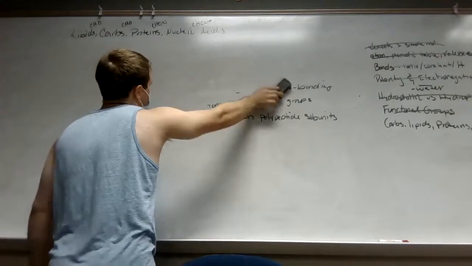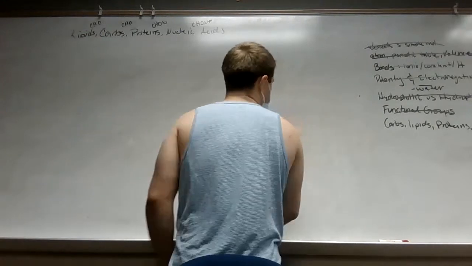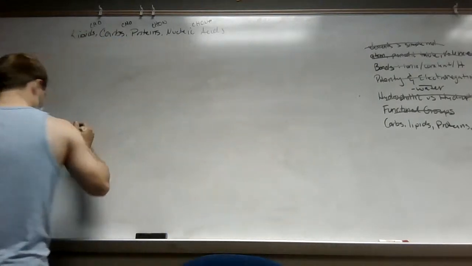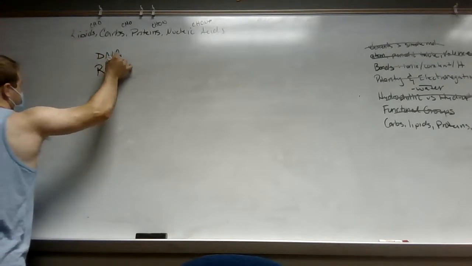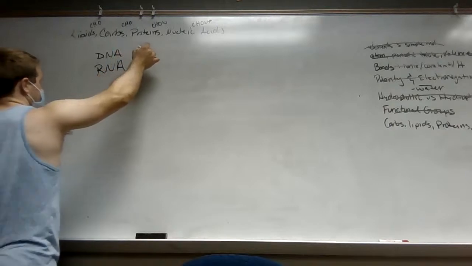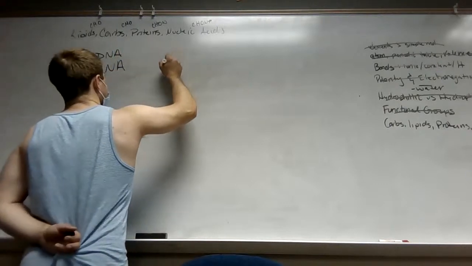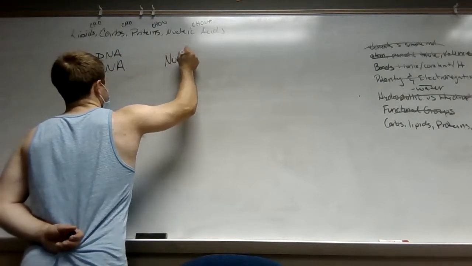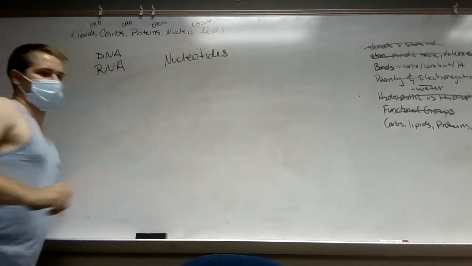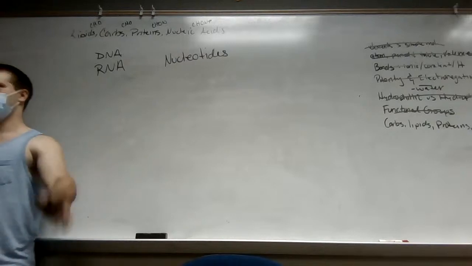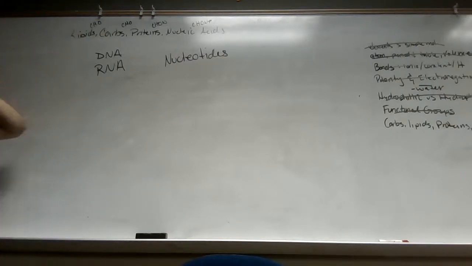All right, real quick, before we finish up, we'll touch slightly on nucleic acids. So what are your nucleic acids? DNA and RNA. What are nucleic acids made up of? Nucleotides. Proteins are made up of amino acids. Ribosomes are built from proteins or from RNA. So nucleotides.